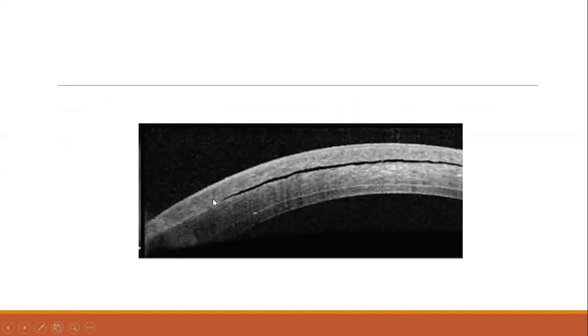This is a flap interface. Forget about this black line. This area, you can see this line. This is actually the flap interface. So basically, there shouldn't be any gap between that. When there is this black area, it is fluid. This fluid space is because of increased IOP. So on OCT, fluid means there is a high IOP, not DLK.